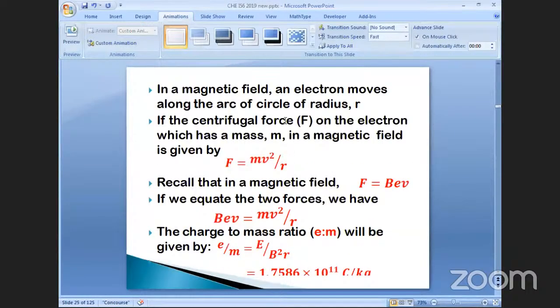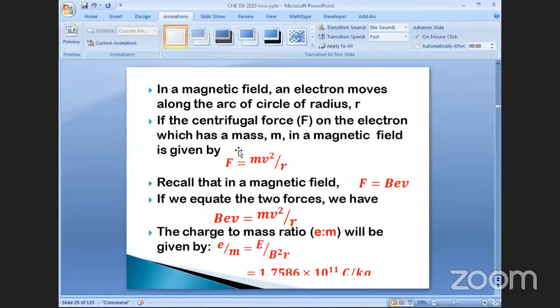So for the further calculations, because we want to get a particular value, I told you charge to mass ratio or mass to charge ratio, whichever way you like to talk about it. So in a magnetic field, remember we said that it moves in a circular arc, and the arc has a radius r. If the electron has a mass m in the magnetic field, then the centrifugal force F equals mv squared over r. You are familiar with centrifugal force. This is not new to you. And recall that in a magnetic field, we said F equals BeV.